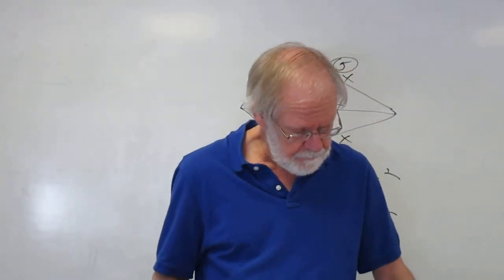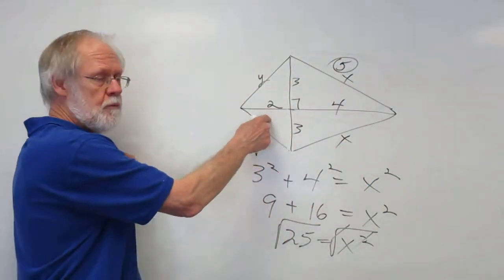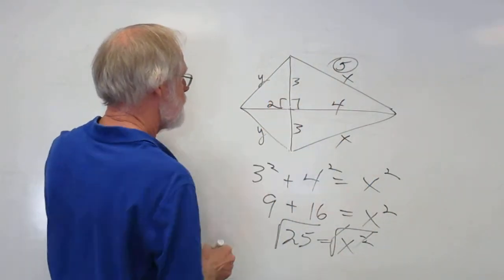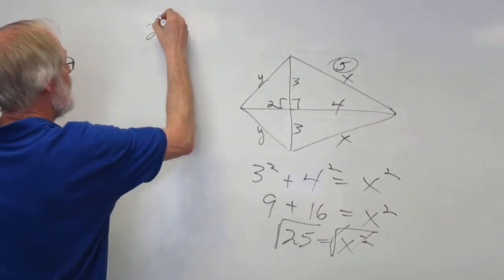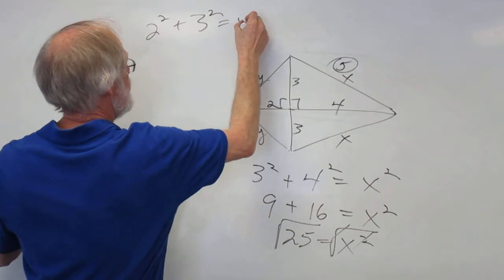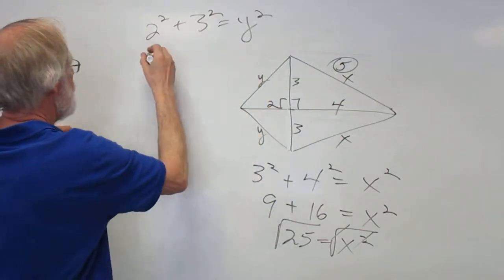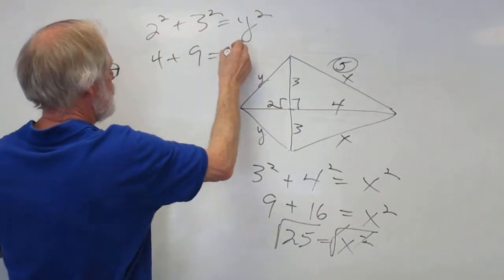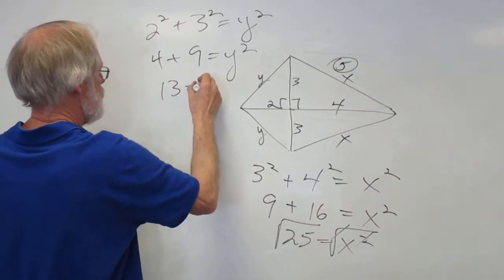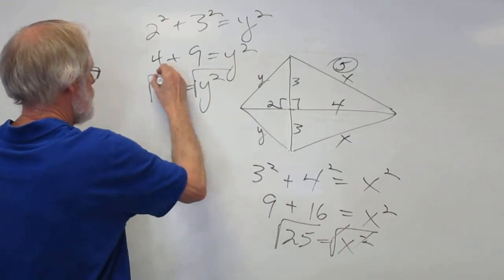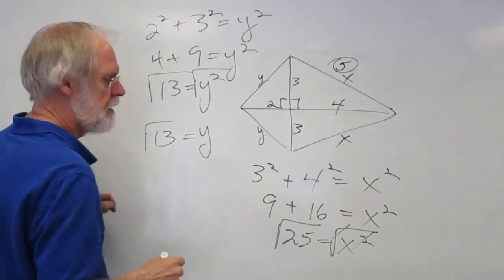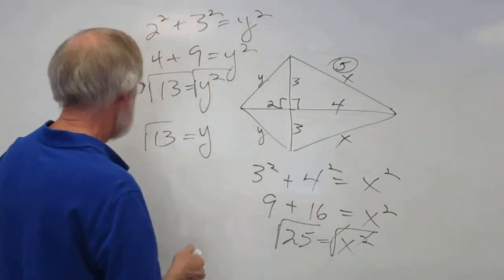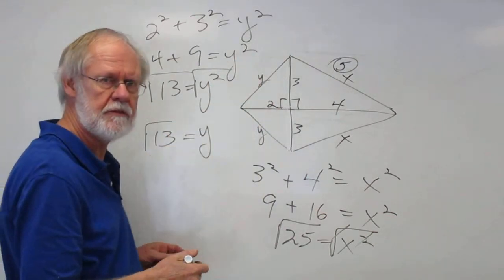So, the other ones over here work the same way, but we don't have a nice convenient triple here. So we have to do 2 squared plus 3 squared equals y squared. So we have 4 plus 9 equals y squared, or 13 equals y squared. Take the square root of both sides and you get y equals the square root of 13. Again, technically plus or minus, but we eliminate the minus because that would give us a negative side length.